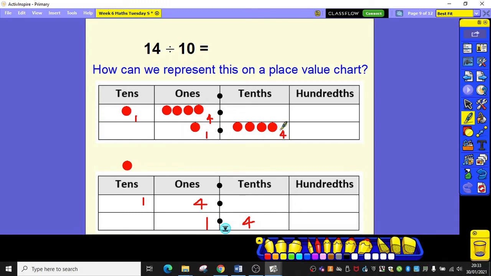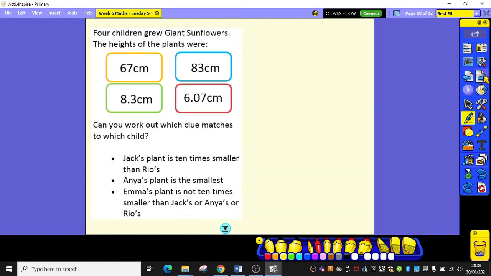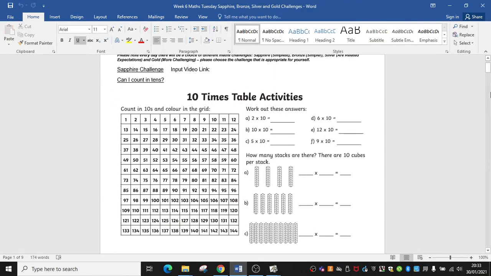I would actually say that if you find the counters useful, use them, but if not, purely just to write the number as digits and then show what happens when you divide by 10 is all you actually need to do. There are also going to be problems that you are going to need to apply your understanding to. So let's have a look at today's task then.